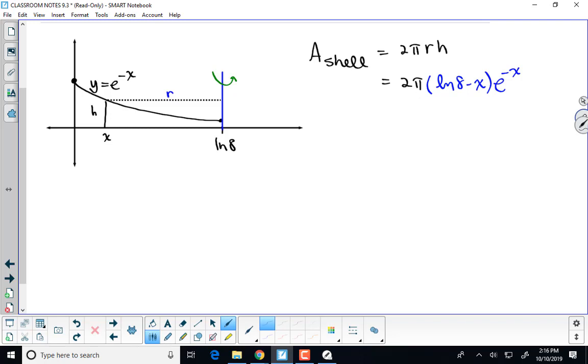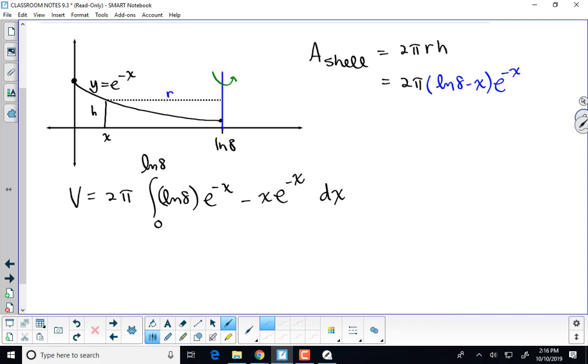Okay, so then we have our volume. Volume is equal to 2 pi times the integral of that. And when we integrate that, we will distribute so that we have natural log of 8 multiplied by e to the negative x minus x e to the negative x, from zero to natural log of 8. Did you say natural log of h? Eight. Natural log of eight. It's a long bit.